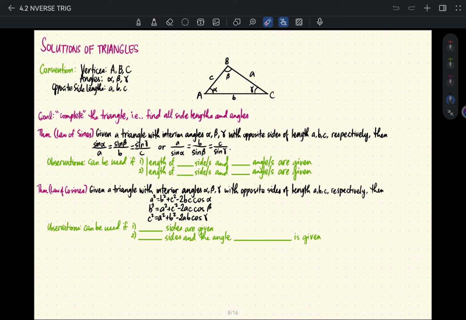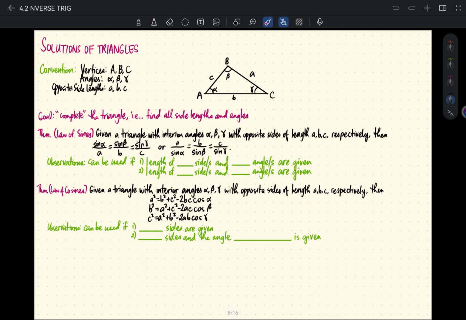Our goal is to complete the triangle. When we say complete, that means we want to find all side lengths and angles of our triangle. To do that, we will discuss two important laws. These two laws right here relate the sides and the angles of a triangle.